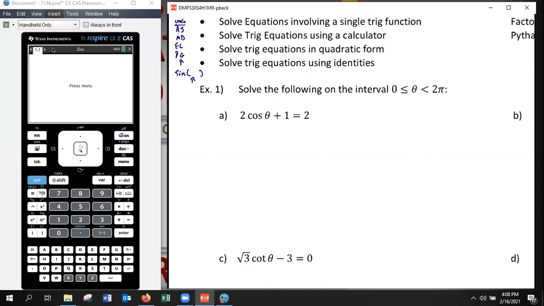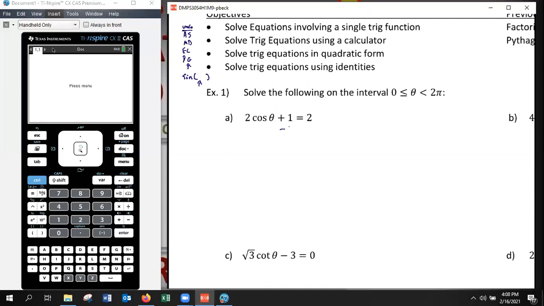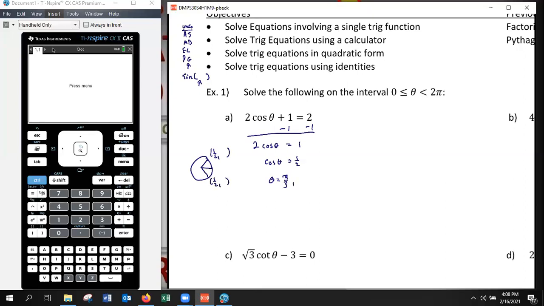So when I take a look at problem 1a, what I will look at is if I subtract 1 from each side, then I have 2 cosine theta equals 1. And then divide both sides by 2, I get cosine theta equals 1/2. Now, just as a quick idea, where on the unit circle does the cosine equal 1/2? That theta is at the x values of 1/2. So that theta is pi over 3 if we're looking at quadrant 1. And then what happens if we're looking at quadrant 4? That theta is going to be 5 pi over 3.